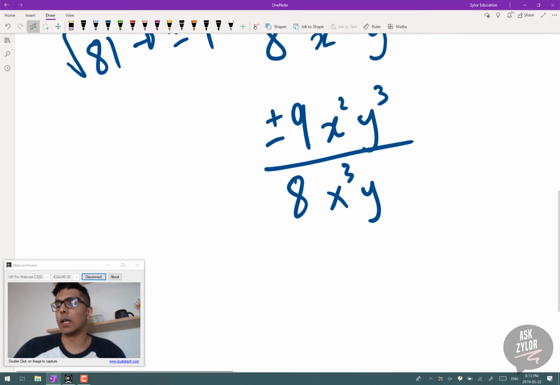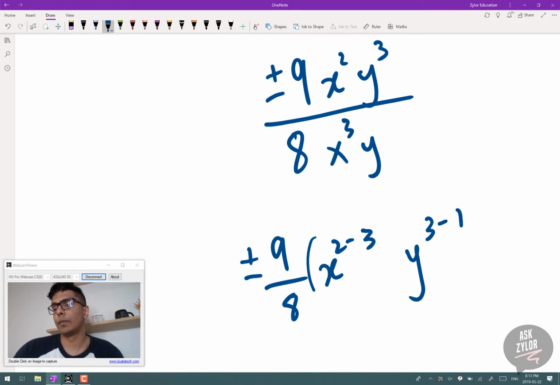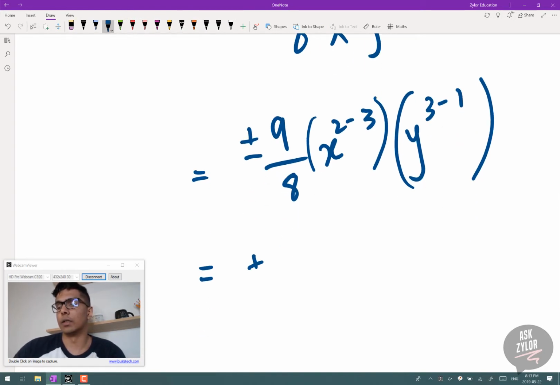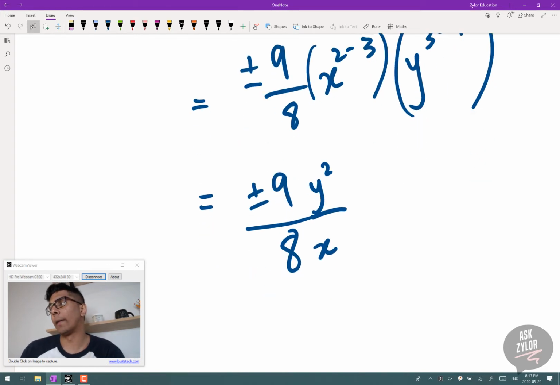Right? So then I can simplify this further by evaluating what the x's and y's will simplify to. Right? If we divide the same term with different exponents, we subtract the exponents. So I have 9 over 8, so this is still plus minus 9. So I have x 2 minus 3, then y 3 minus 1. Right? And then this would simplify to still plus minus 9 over 8. X would be negative 1, so I want positive exponents, so I'm going to leave x in the denominator. And y would be 3 minus 1, which is 2. So that's what I end up with.